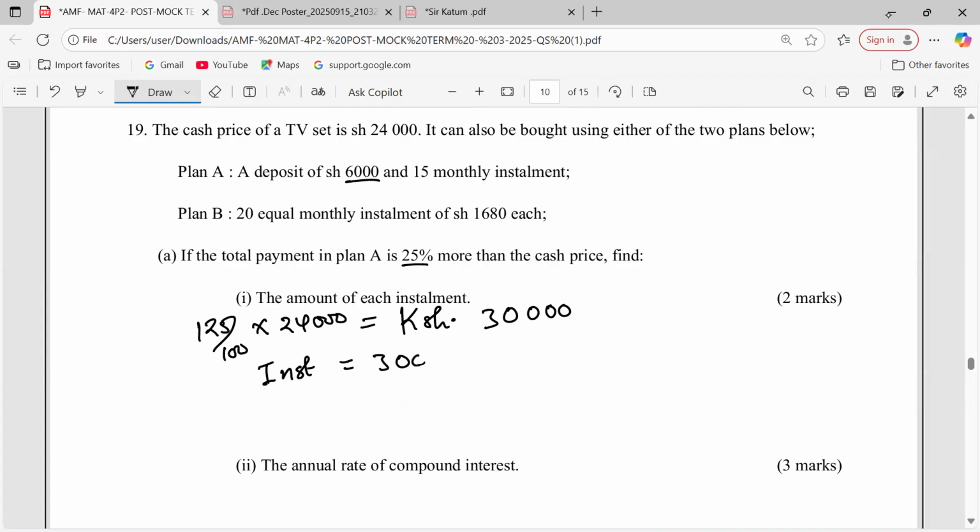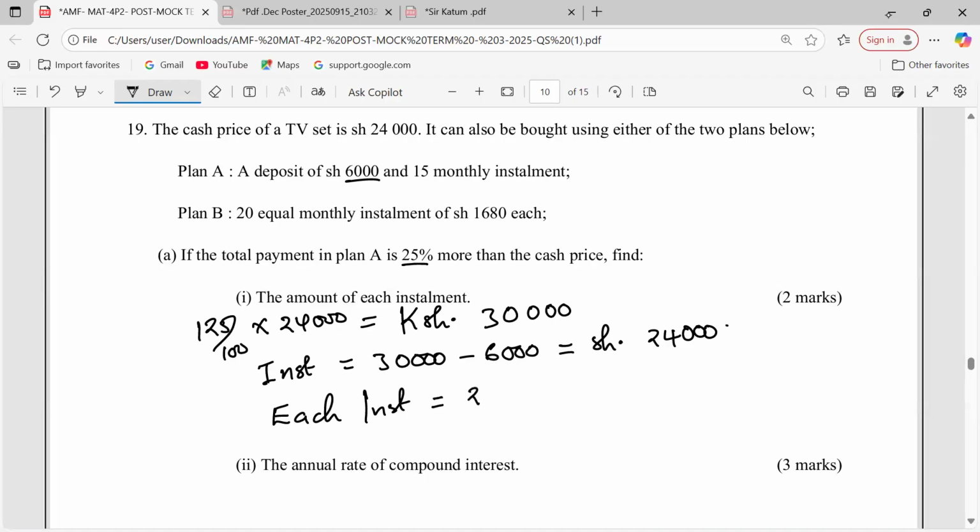Installments shall be 30,000, and we subtract the deposit that you have to make first. So when you subtract 6,000 from 30K, you're getting 24,000 as the total installments. Once you've gotten the total installments, now you can find the amount of each installment by simply noting that they were 15 monthly installments. They have totaled to 24,000. So each installment shall now be 24,000 out of 15 months, giving us each installment as 1,600.